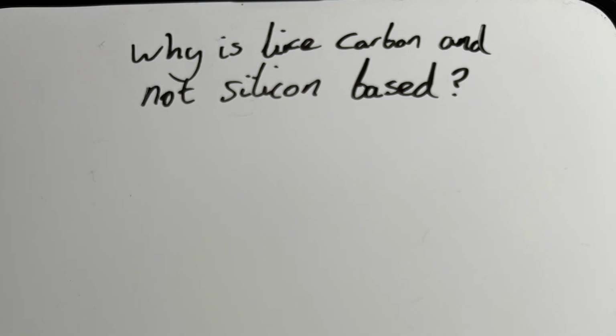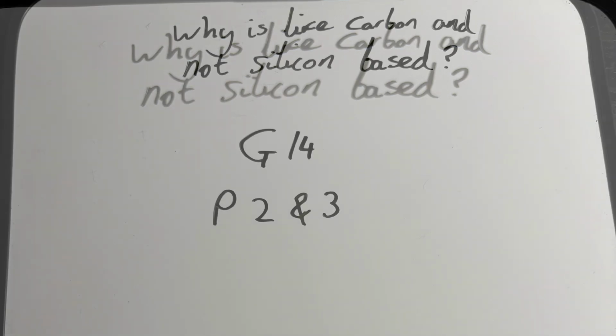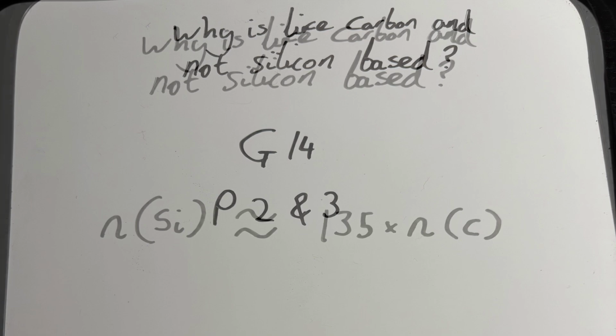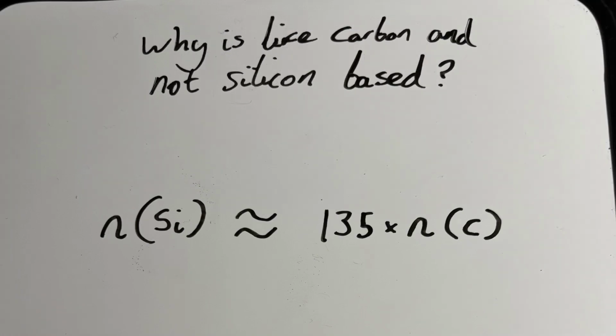Next question is, why is life carbon and not silicon-based? So obviously these two elements are very similar. They are both group 14, and they are only one period away from each other. This question is also a very good question, as silicon is almost 135 times more abundant on Earth than carbon is.